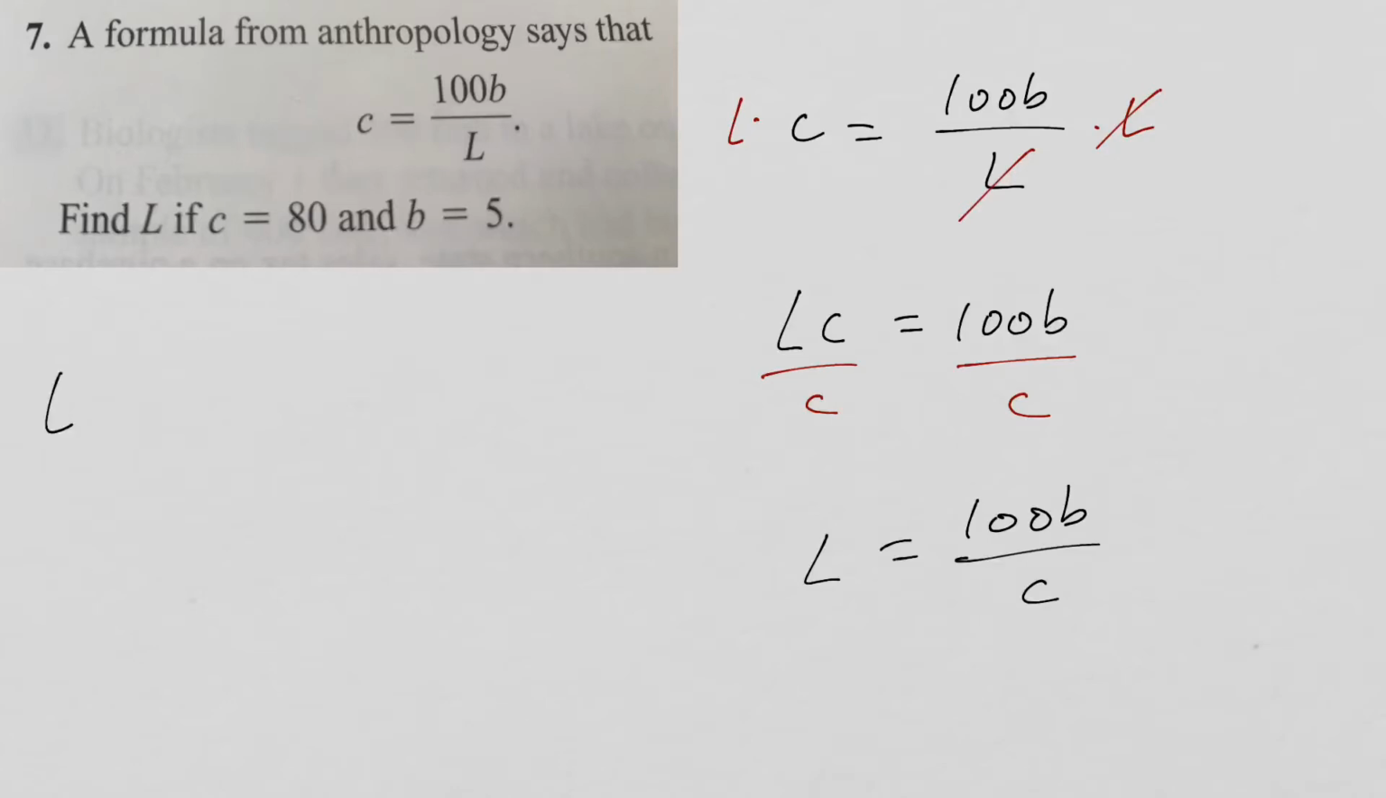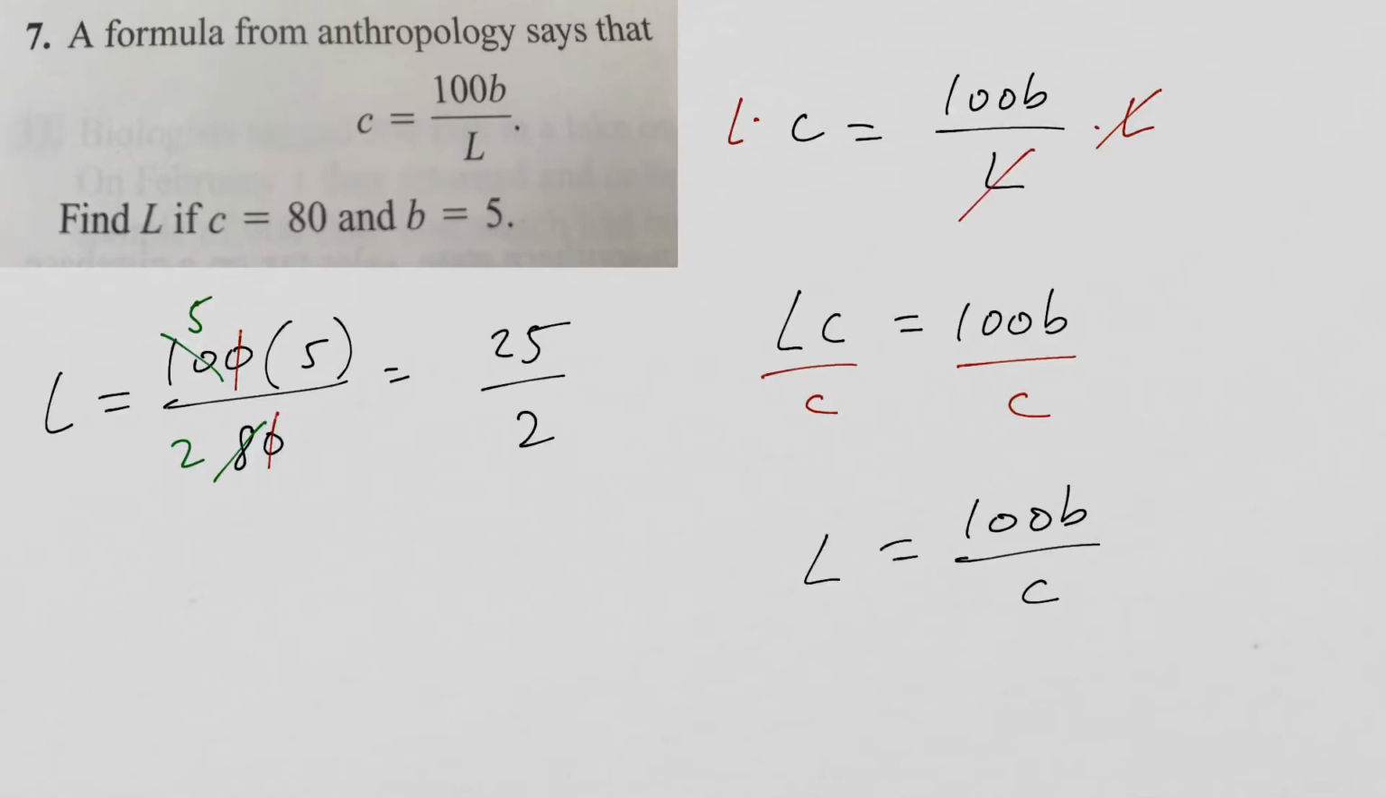So now let's plug in our values. We have 100B, which is 5, over C, which is 80. I would just use a calculator, but if you don't have one, we can divide by 10 on top and bottom, knock that off, and then we can say 4 goes into 8 2 times, and into this 5 times. So when we finally multiply, 5 times 5 is 25 over 2, which is going to be 12.5.